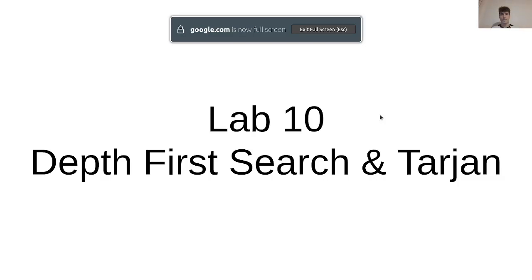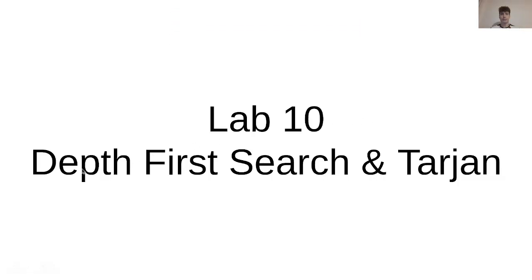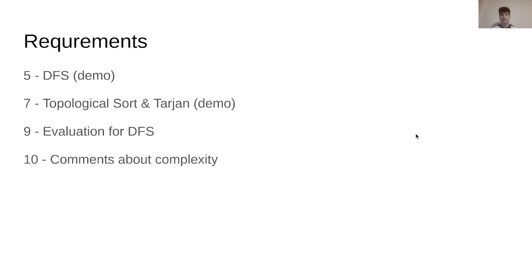So this lab will be about depth first search and Tarjan. It will have three parts, three algorithms. First the depth first search, then the topological sort, and finally Tarjan. After that you need to do the evaluation for the depth first search, to count operations, and finally figure out the complexity.